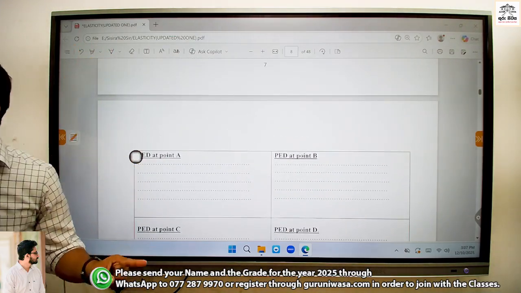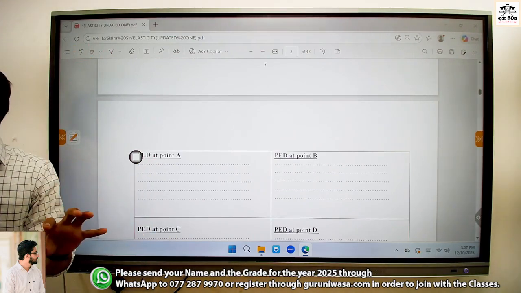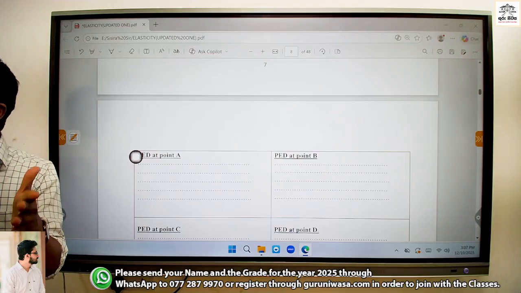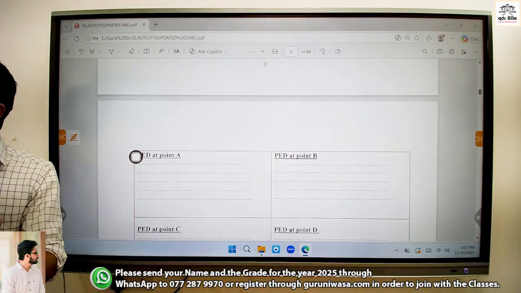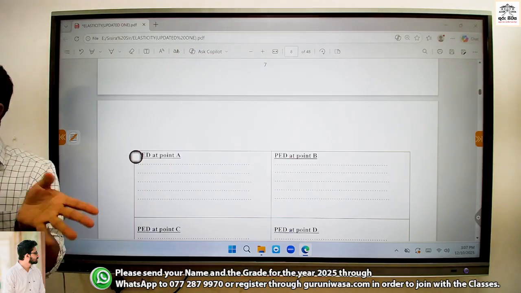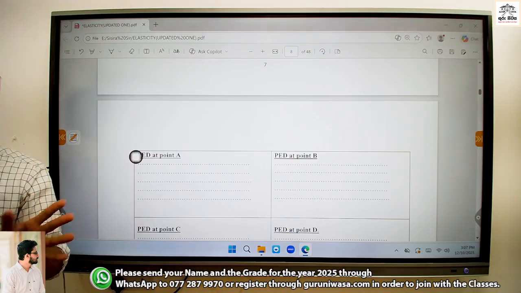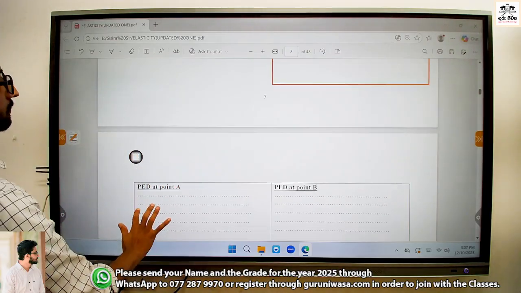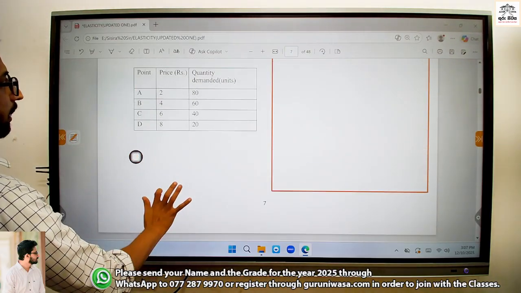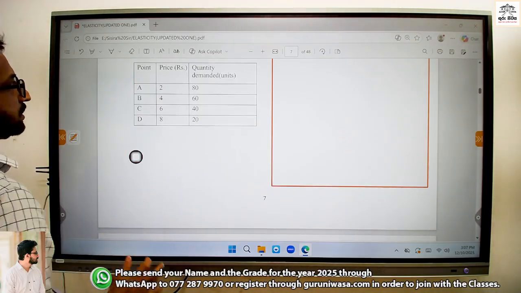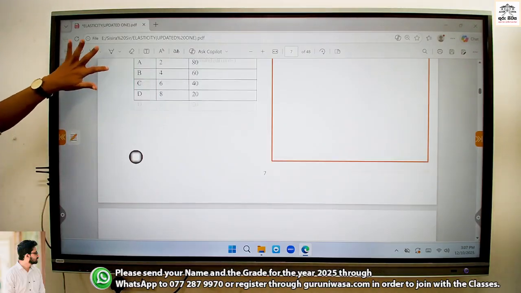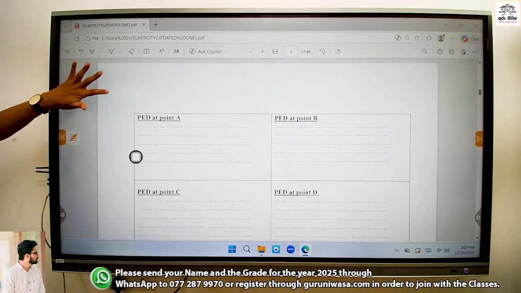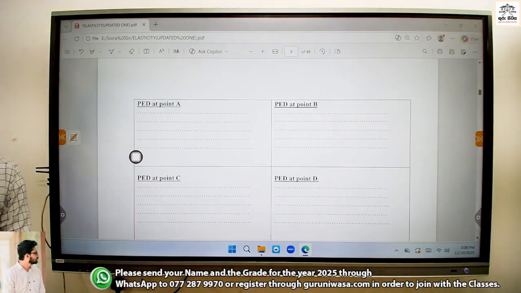Now you can see, we are going to calculate price elasticity of demand at a particular point, at point A, at point B, at point C, not in between. You get the point? Listen. Now I'm going to calculate price elasticity of demand at point A. How to calculate point price elasticity of demand?